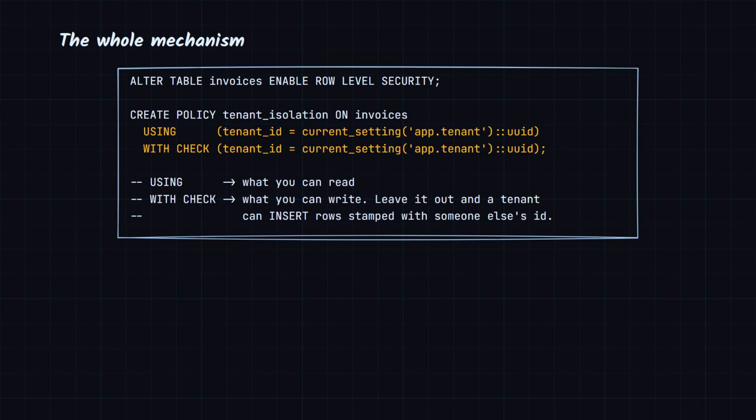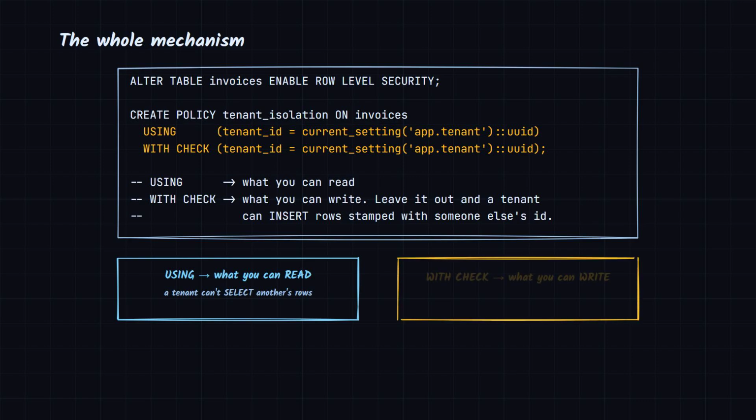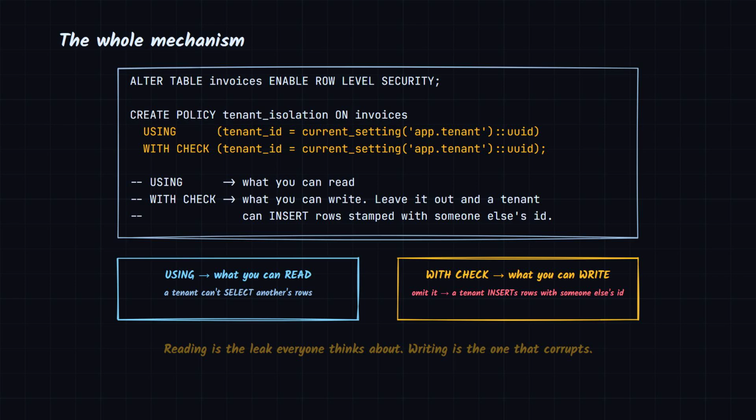And notice the WITH CHECK clause, which people leave out and then regret. USING controls what you can read, WITH CHECK controls what you can write. Without it, a tenant cannot read another tenant's rows, but can happily insert a row stamped with somebody else's tenant ID. Reading is the leak everyone thinks about. Writing is the one that corrupts.